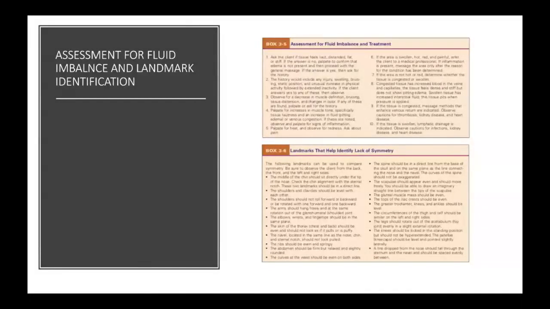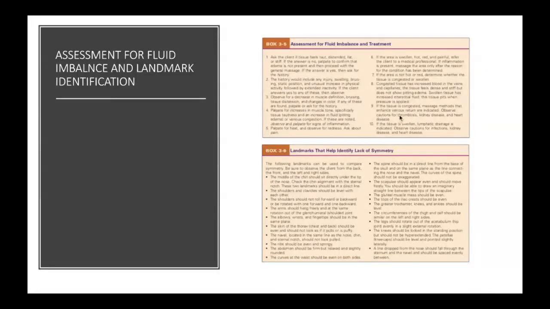All right, so here, this is just assessment for fluid imbalances and landmark identification. So here, it's showing you the assessment for fluid imbalance and treatment, the landmarks that help identify the lack of symmetry. So if we look at this, it's 1 through 10. Let me just grab one out of here. Number 3, observe for decrease in muscle definition, bruising, tissue distension, and changes in color. If any of these are found, palpate or ask for the history.